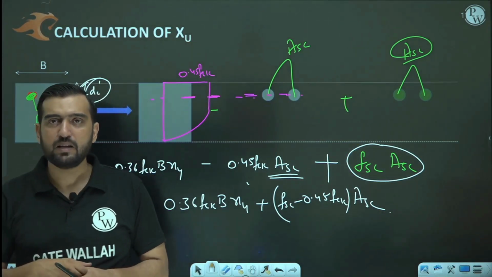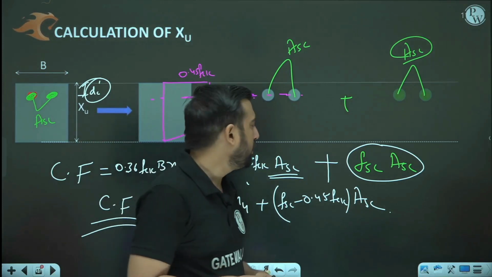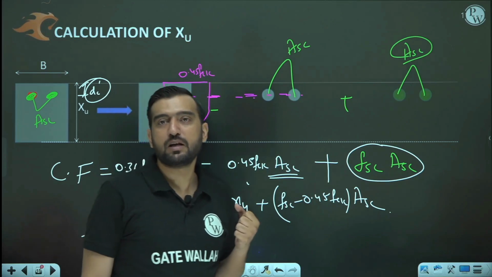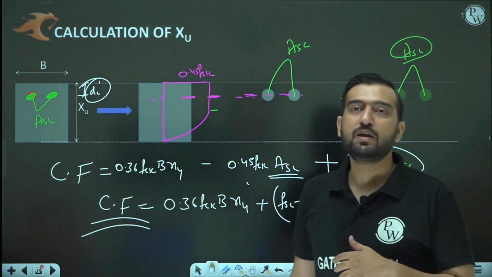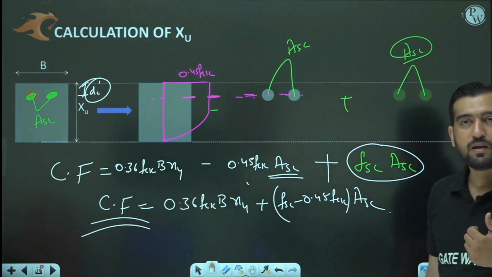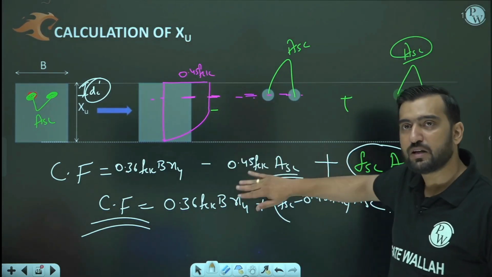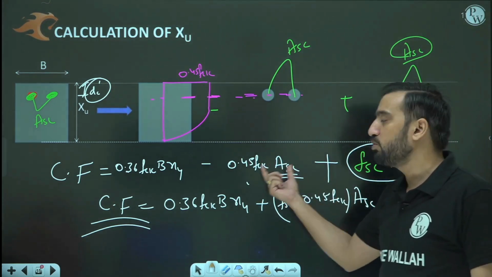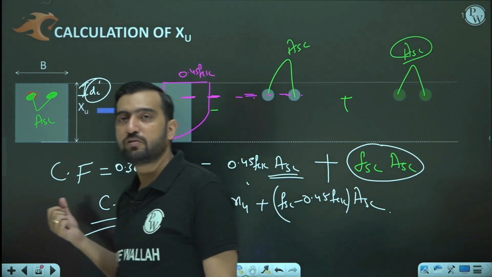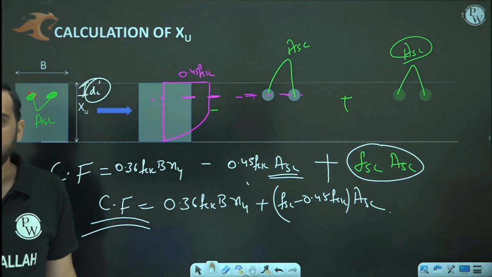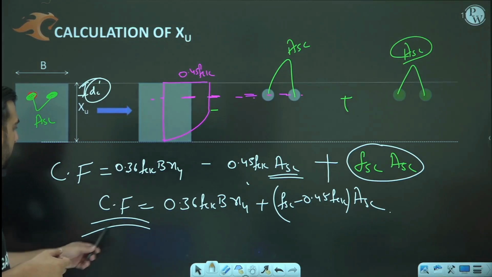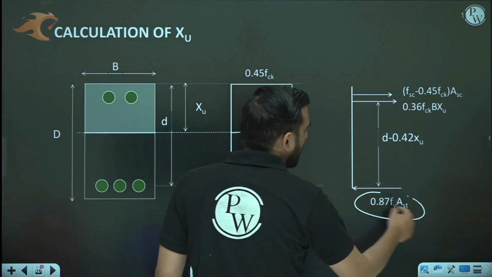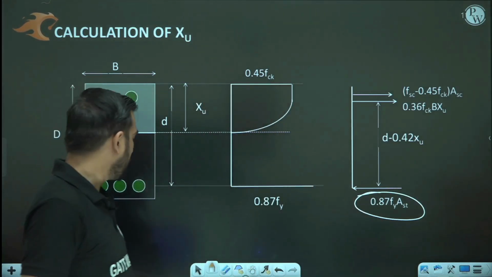But my dear friend, for our exam, for the GATE exam, we will be giving importance to this component as well. Otherwise, it may lead to negative marking, because they want us to be 100% conceptually right. Logically, if you ignore this portion, that is also not wrong. But at our level, in our analysis, we need to give importance to 0.45 FCK into ASC. So the compressive force is this only, the tensile force is this only. So there are a total of two components of compressive forces.